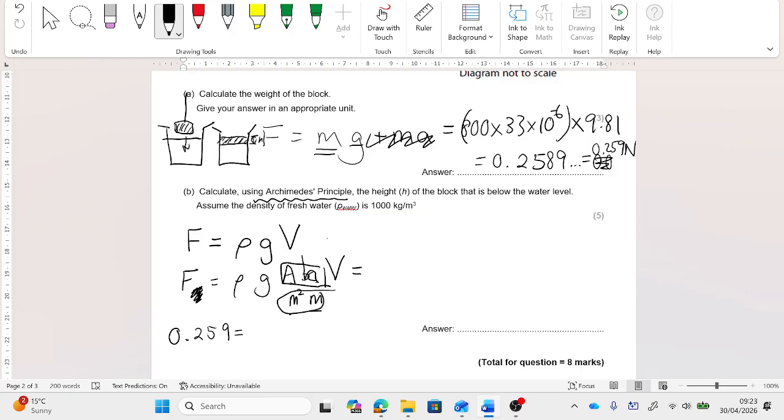Now, this is the next argument. What density are we applying to? Well, you are putting a body into a fluid. And what is it that you're affecting? You're affecting the fluid. So therefore, it's always the density of the fluid.